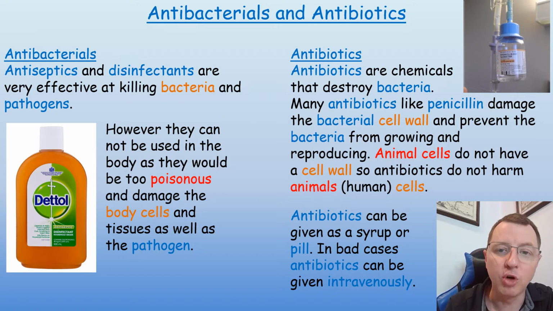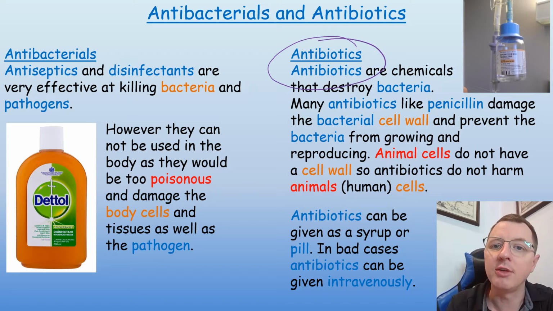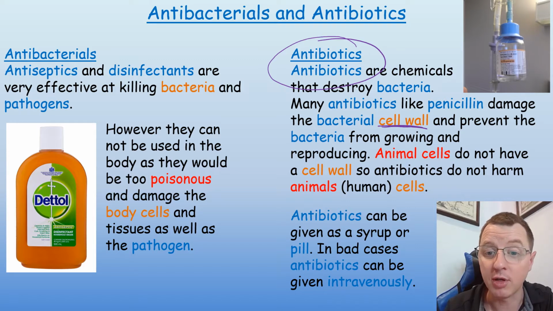So what medicines could we take that will have an effect on the pathogens themselves? Well, one of the most widely used medicines are antibiotics. And antibiotics are chemicals that destroy bacteria. Many antibiotics like penicillin will actually damage the bacterial cell wall and prevent the bacteria from growing and reproducing. Animal cells do not have a cell wall, so antibiotics do not harm the animal cells themselves, our human cells. So antibiotics are completely safe for us to take.